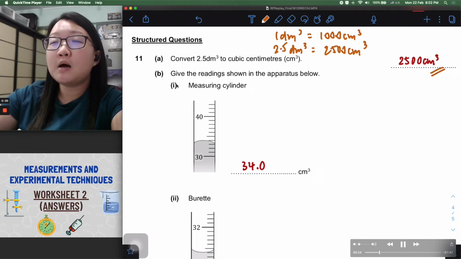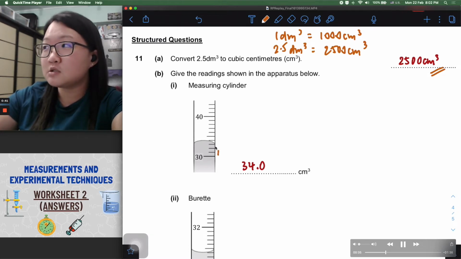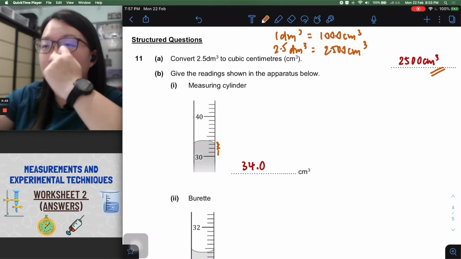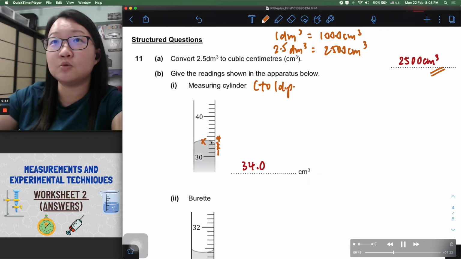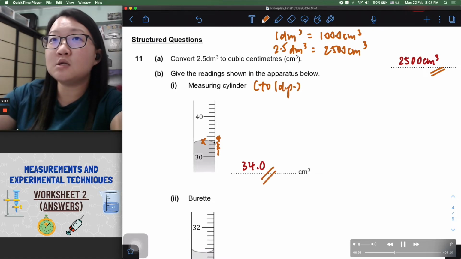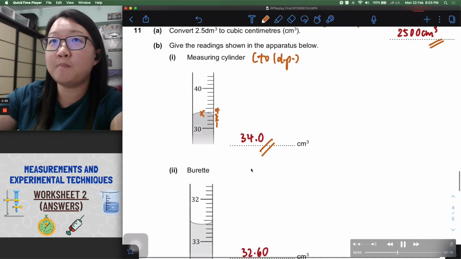B, part 1. Give the readings shown in the apparatus below. So part 1 is measuring cylinder. You see a convex meniscus. Again, it doesn't matter whether it's convex or concave. Always just look at the turning point. So each division here in the measuring cylinder is 1 cm cube. So if you locate the turning point, you'll be reading off this point here. So that's 34 cm cube. So note that measuring cylinder gives us up to a decimal place. So it should be 34.0 cm cube.